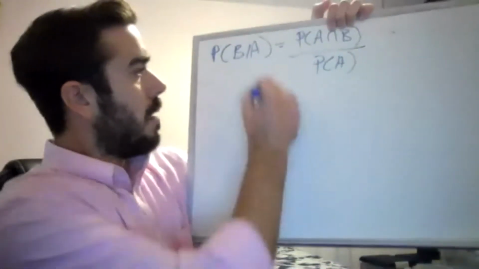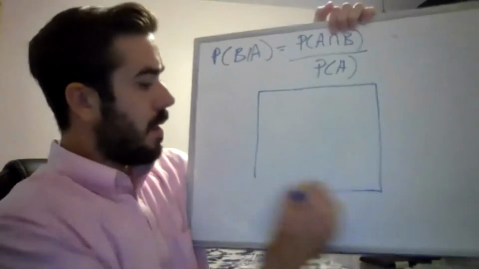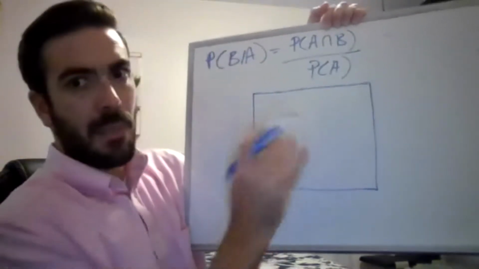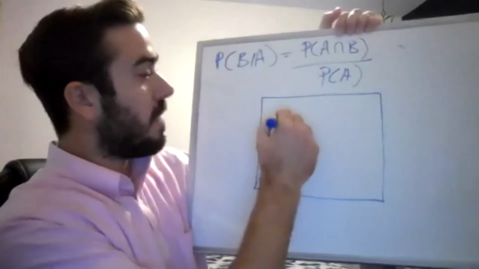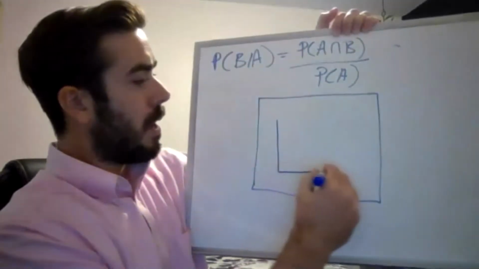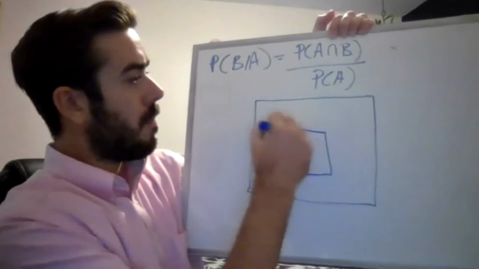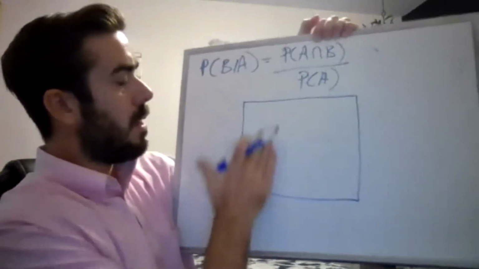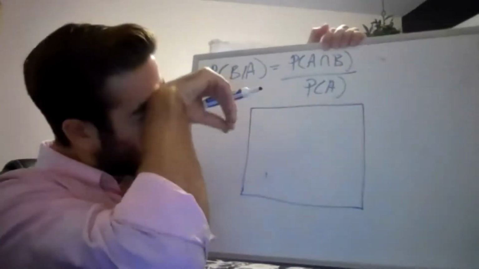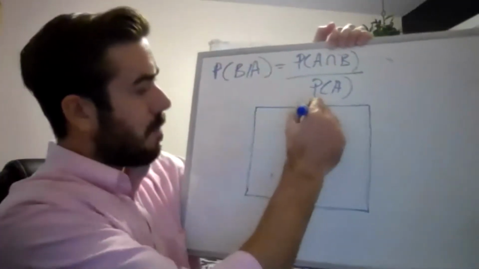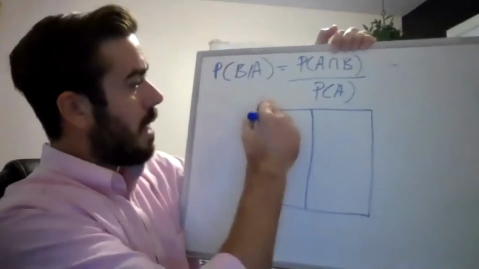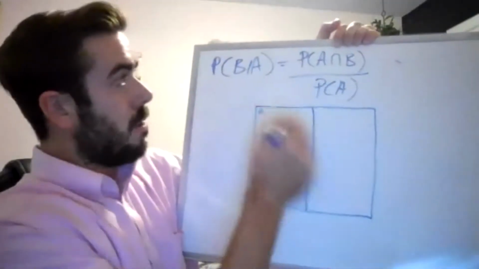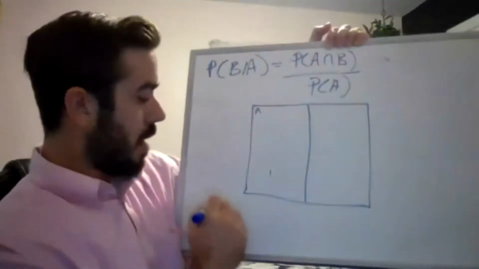So let's say I've got something like this. If I have, instead of circles, to make this make a little more sense, I'll do it like this. So let's say over here I have event A, right? So if I just wanted the probability of A here, what should it be?